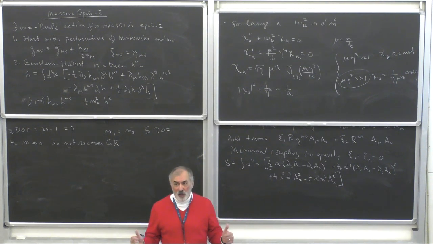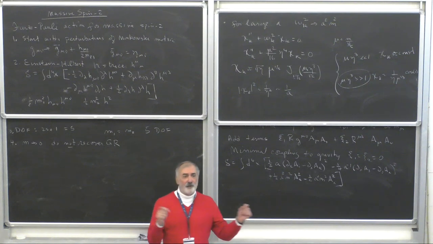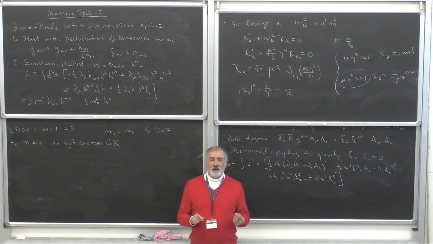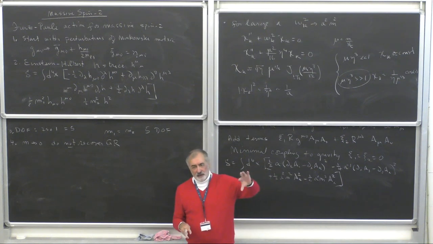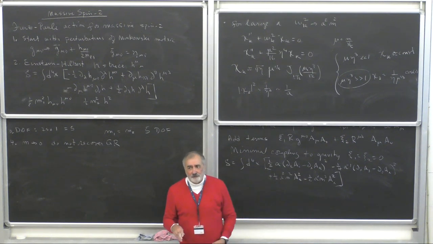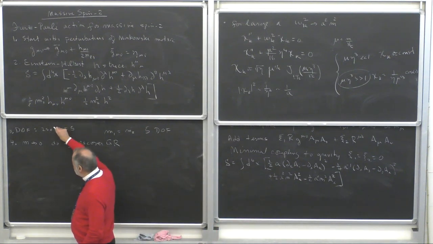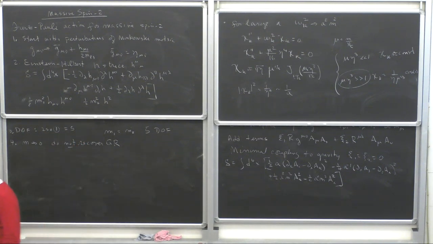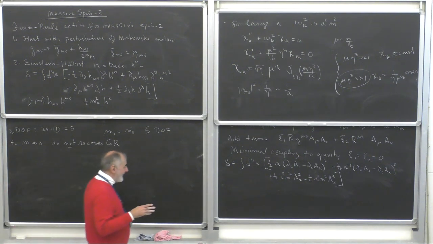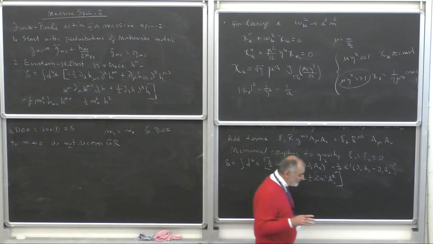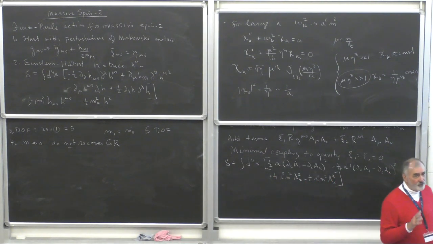Remember, for the massive spin 1 field, as the mass went to zero, you recovered something that looked like electrodynamics plus an extra scalar field. As the mass goes to zero, this extra degree of freedom decouples, but it's still present. So you do not recover general relativity. So general relativity is not the massless limit of a massive spin 2 field.